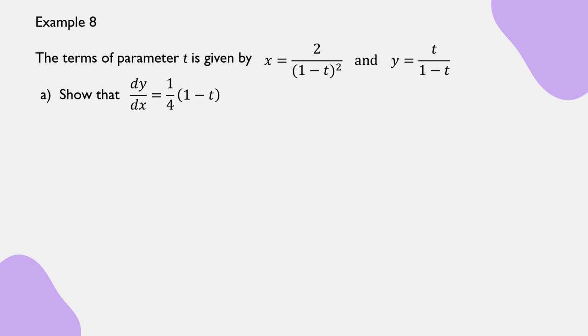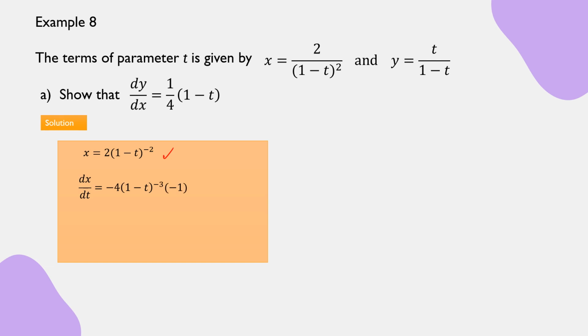Okay, so example 8. Given x equals 2 over (1 minus t) squared and y equals t over (1 minus t), show that dy/dx equals 1 over 4(1 minus t). So we find dx/dt. x equals 2 times (1 minus t) to the power of negative 2, and then find dx/dt. So dx/dt equals negative 2 times 2.